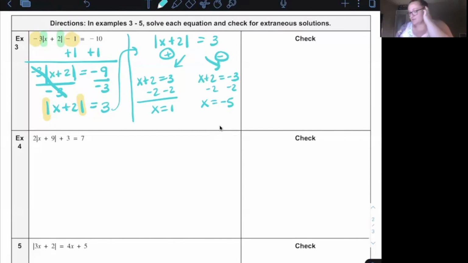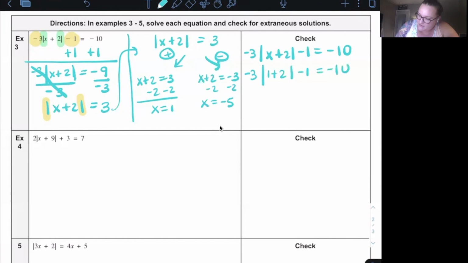So when you plug them back into the original equation, you should find out that both of these solutions do in fact work. So negative 3 times the absolute value of x plus 2 minus 1 is equal to negative 10. So negative 3 times the absolute value of 1 plus 2 minus 1 is equal to negative 10. 1 plus 2 is 3. So negative 3 times the absolute value of 3. Well, the absolute value of 3 is positive 3. 3 times negative 3 is negative 9. Negative 9 minus 1 is negative 10. So that's a true statement.